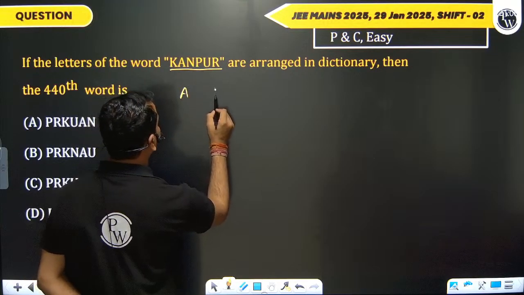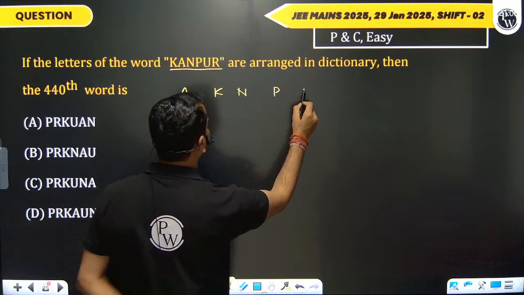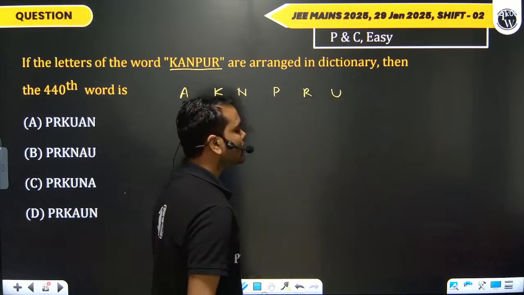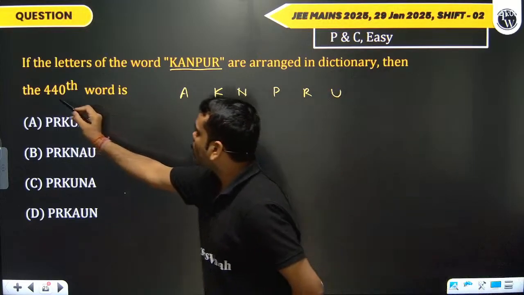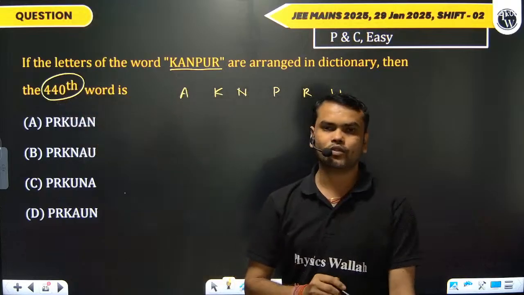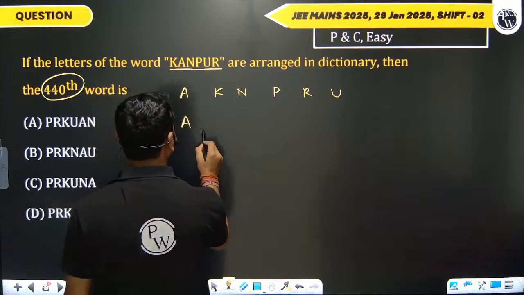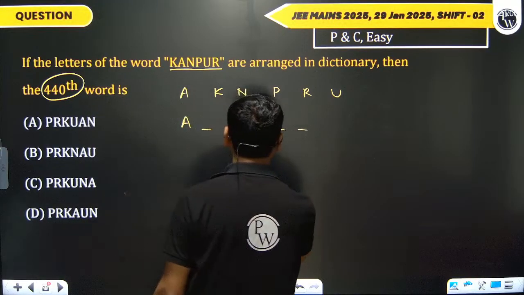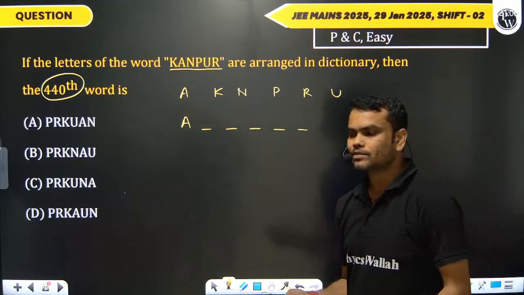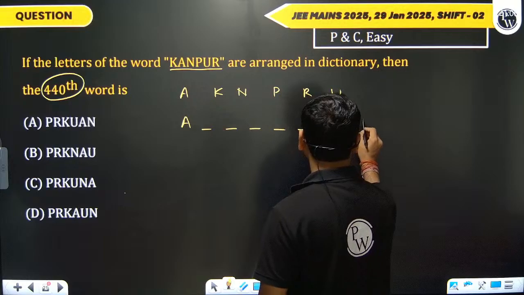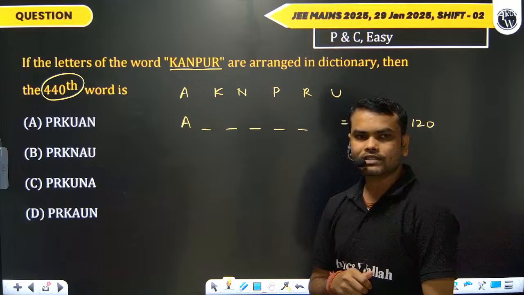Then it will come A, and then it will come N, then P, then R, and then U. Now if you arrange, which word do you want? The 440th word. So first you will form all the words which start with A. If you start with A, how many places do you have to arrange? 5 places. So how many words are possible? It is factorial 5. Factorial 5 means how much? It is 120 words. 120 words formed, right?